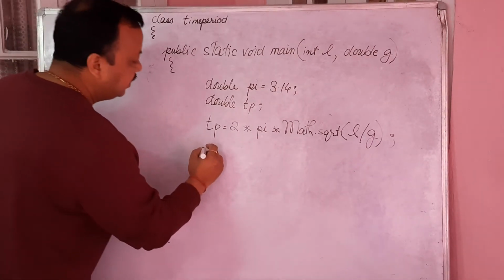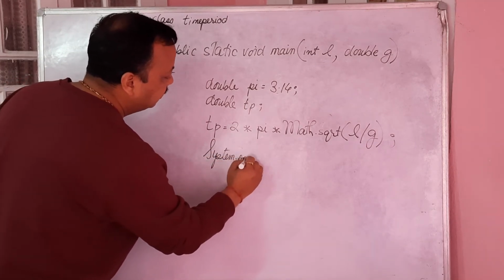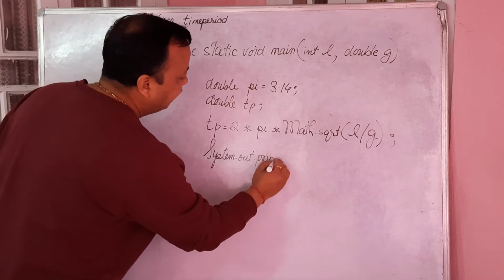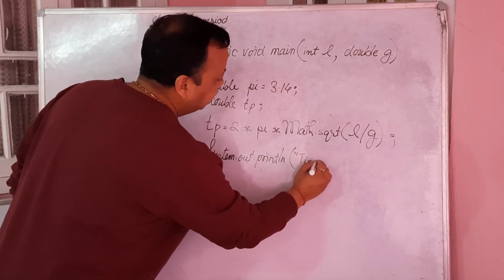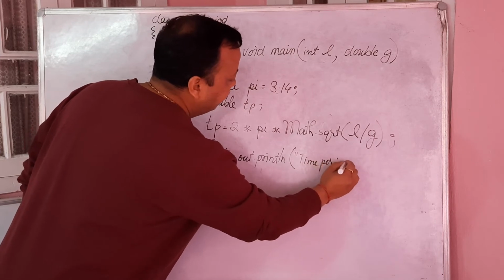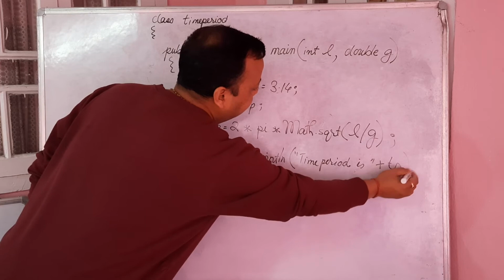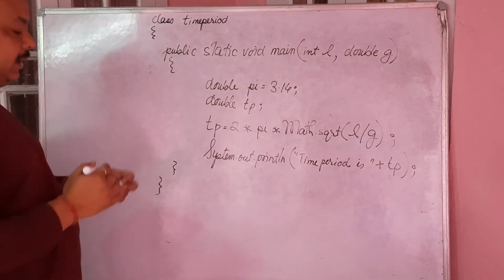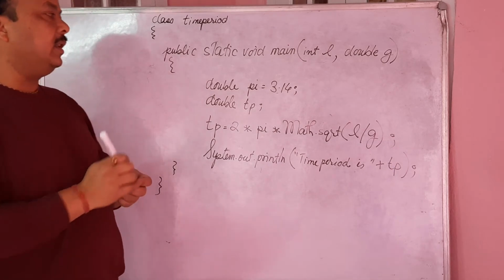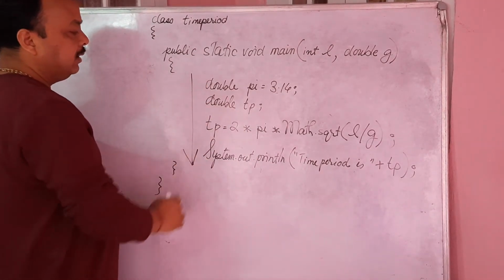So we can display the answer here as System.out.print, time period is TP. See, it's very simple. But why did I write it for you? I wrote it so that you realize that this is how you can go about writing the sequence.